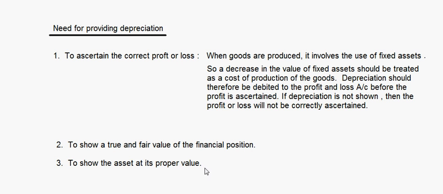Suppose I buy a machinery for 1 lakh rupees, and after 5 years I still show it as 1 lakh, it doesn't show the proper value of the asset. Every year, let's say if I am providing 10% depreciation, so every year the proper value of the asset should be shown, that is after deducting the depreciation it should be shown in the balance sheet, right? So this is the need for providing depreciation. Now let's look at the different methods of providing depreciation, with which we will be starting the practical questions.